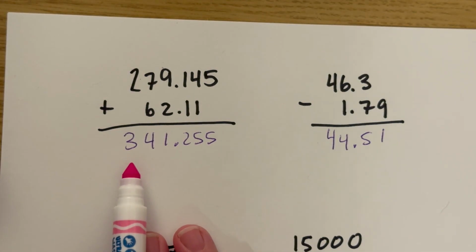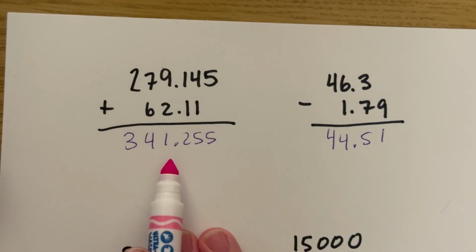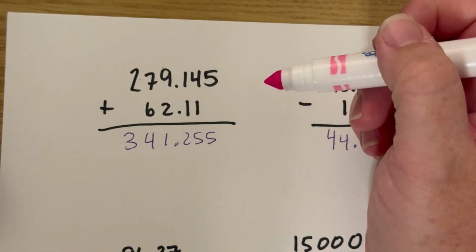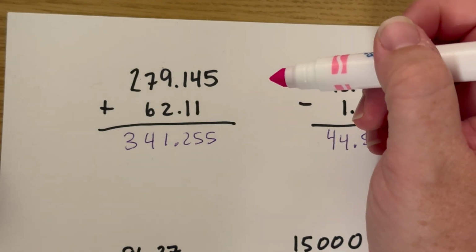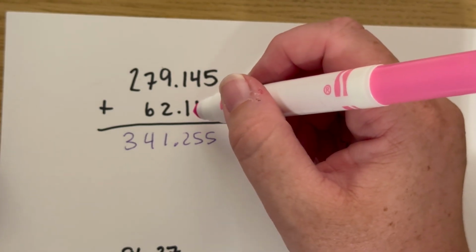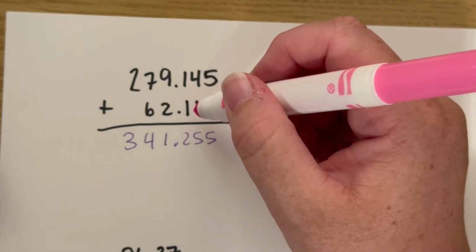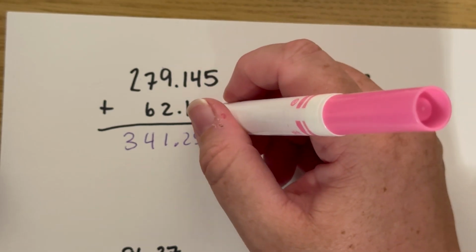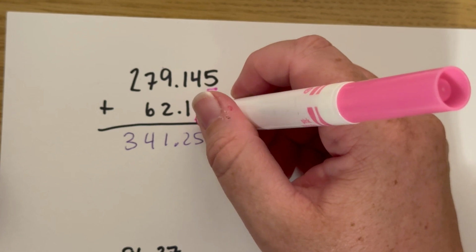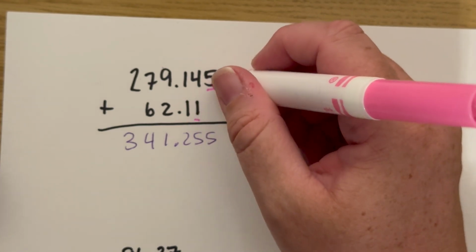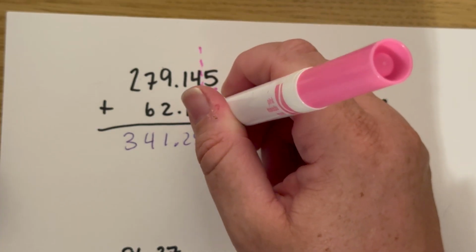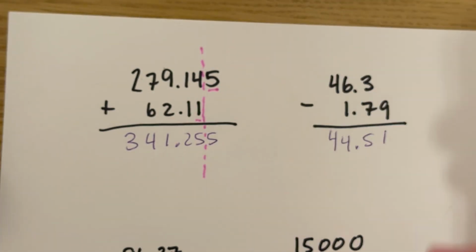If I do that in the calculator, I get 341.255. And the rule for significance when adding and subtracting says that the largest least significant place drives your answer. So here are our least significant places, and 1/100th is larger than 1/1000th. So what I do here when I'm adding is I bring this down here and I put a line there.